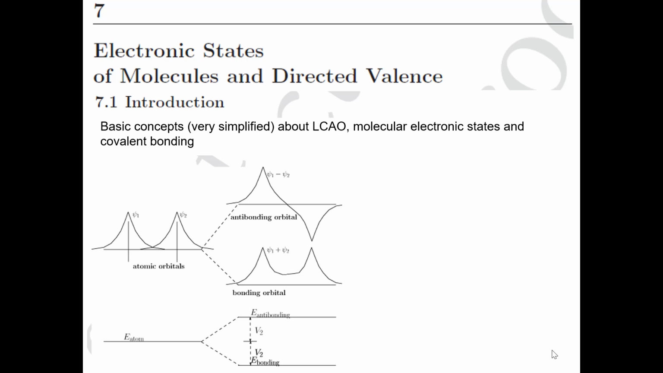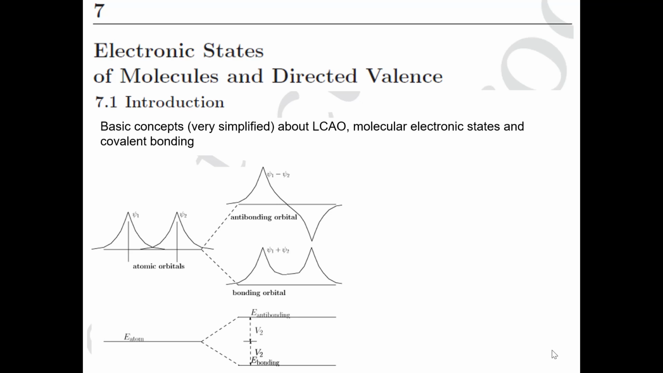So let's start chapter 7. Let's start discussing electronic states of molecules and the concept of directed valence. Before we start with the group theory techniques, I just want to remind you of a few very basic aspects of molecular electronic states and molecular chemistry, and the concept of covalent bonding, that perhaps you have seen already in undergraduate molecular physics or even solid state physics courses, or in chemistry.